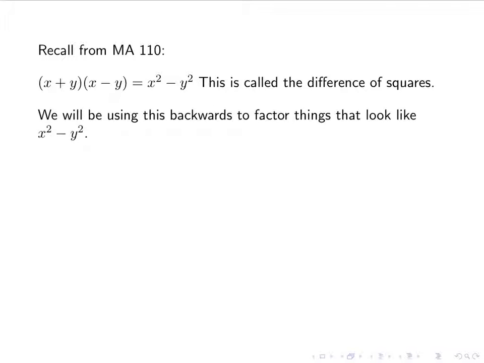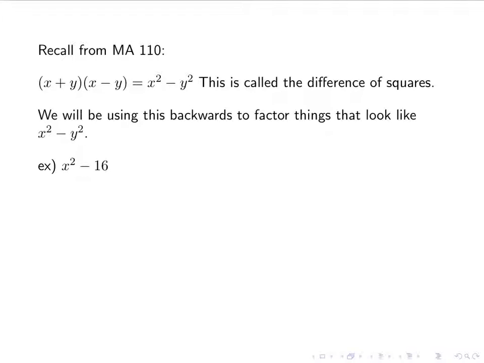We're going to be using this backwards to factor things that look like x squared minus y squared. Remember, in 110 we went this way. Now we're going backwards. We're going from the sum to the product. So whenever you're asked to factor things and you have two terms that are being subtracted, the first thing you want to ask yourself is, are those two terms both squares? And if they are, we can factor it.